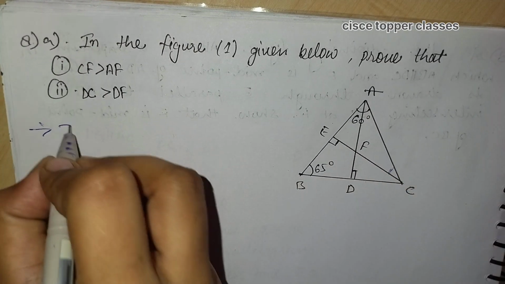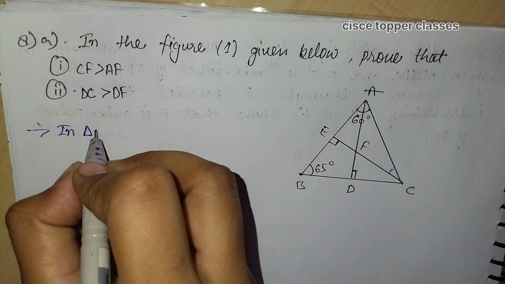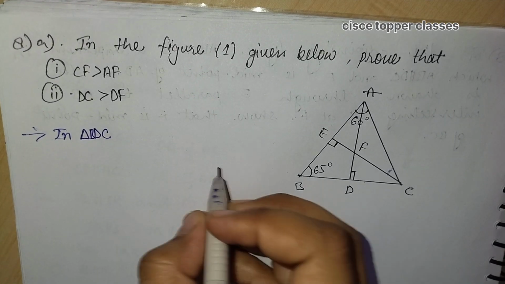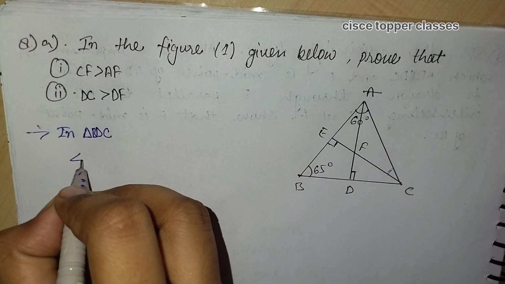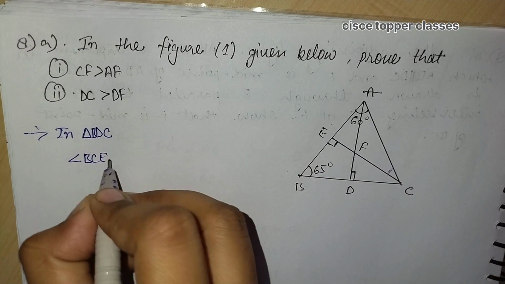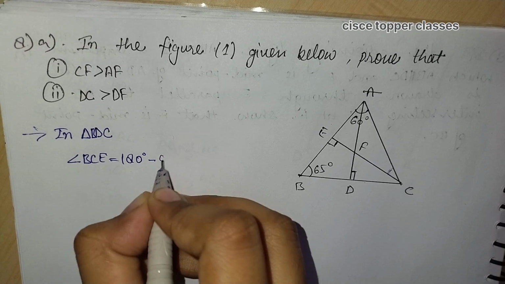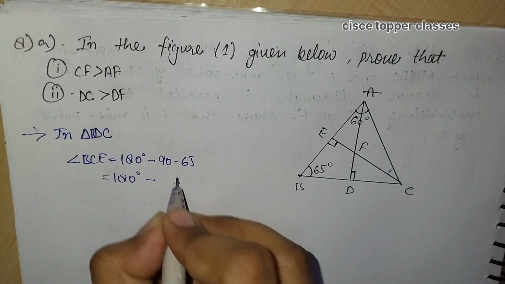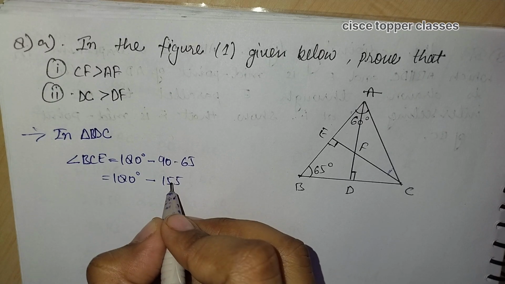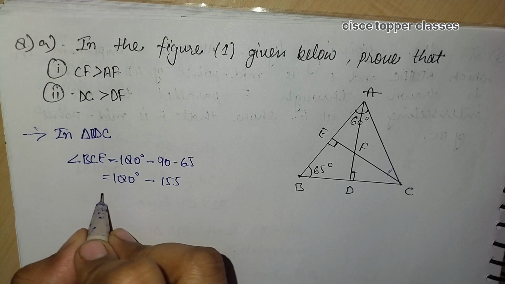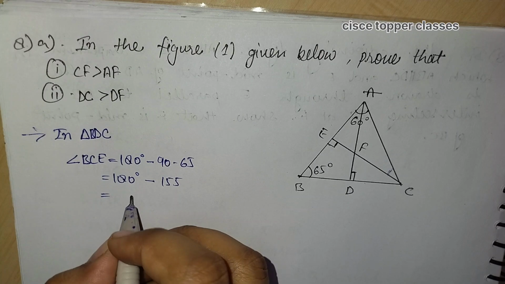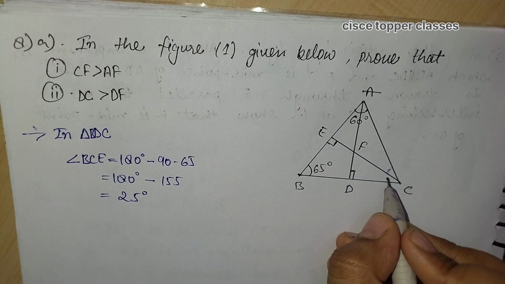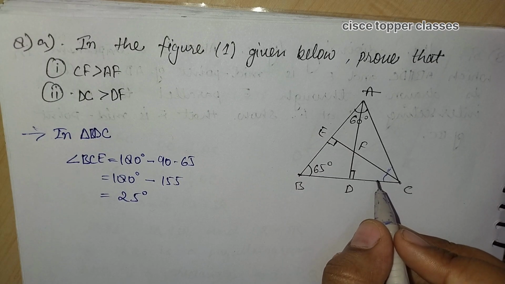In triangle BDC, we can write here this is 65, this is 90. So angle BCE we can write 180 degree minus 90 minus 65. So it will be 180 degree minus 155 degree. Now subtracting it, we will get 25 degree. So this part is 25 degree. From here we got it.